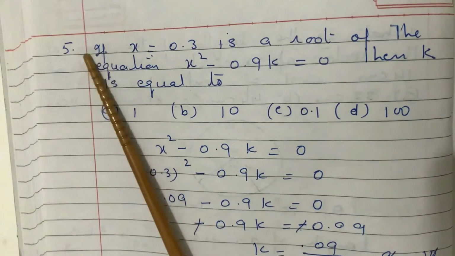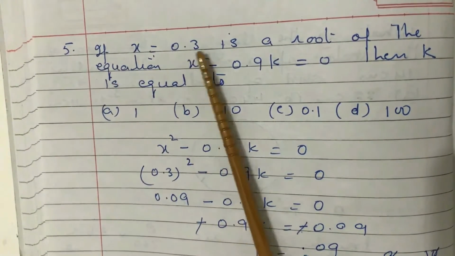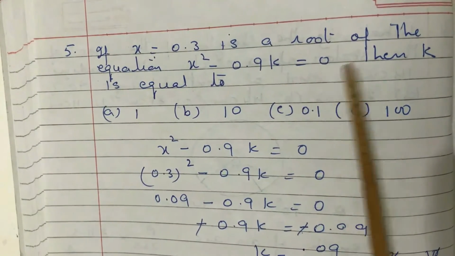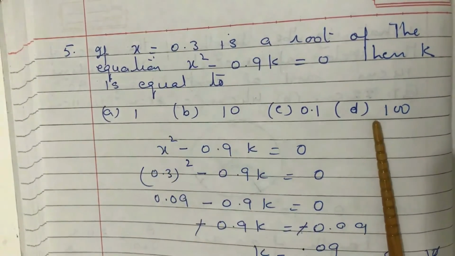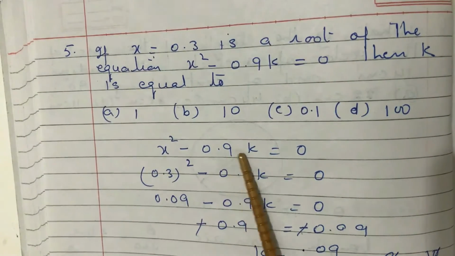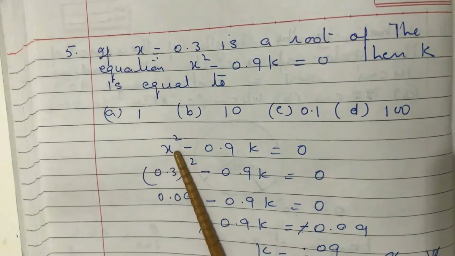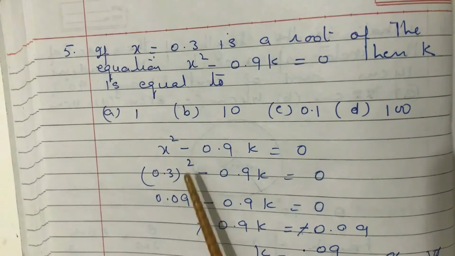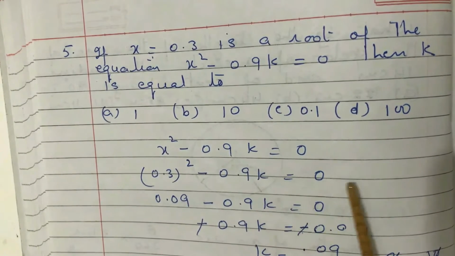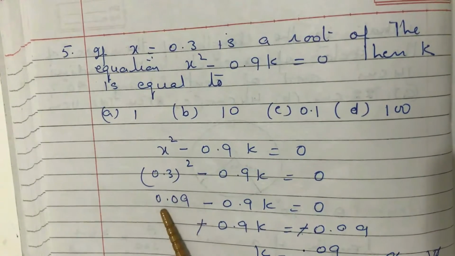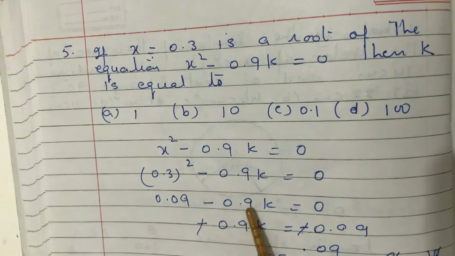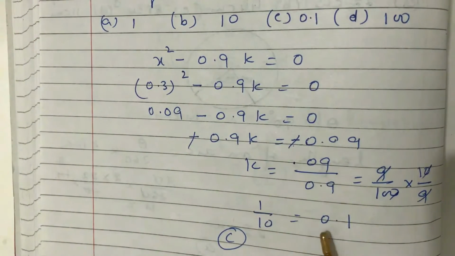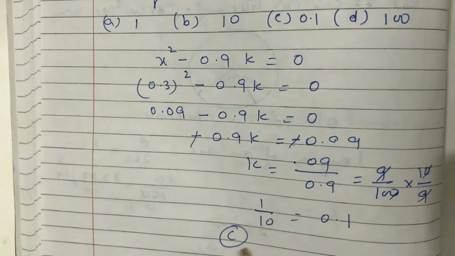Now its fifth question is, if x is equal to 0.3 is a root of the equation x square minus 0.9k is equal to 0, then k is equal to. There are 4 options. Now x square minus 0.9k is equal to 0. Instead of x, write 0.3 and it will be 0.3 whole square minus 0.9k equal to 0. 0.3 whole square is 0.09 minus 0.9k is equal to 0. When you solve this, k will come out to be 0.1. So C is the option.